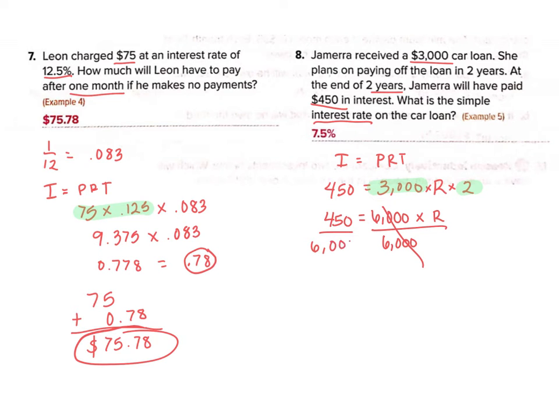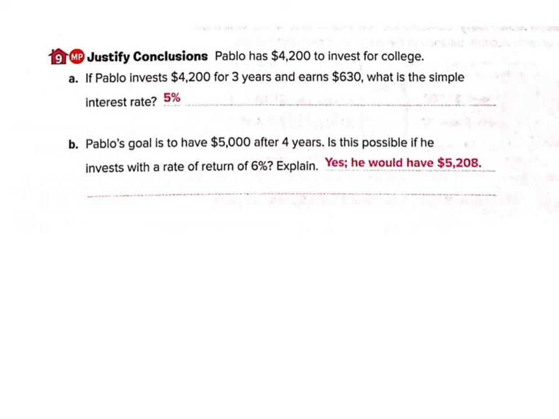450 divided by 6,000. Right off the bat, I can cancel out my zeros, so now I just have 45 over 600. And if you divide that out, you will get 0.075 was the rate, but when we write that as a percent, we move the decimal point over 2 places, and we get 7.5% as my answer. All right, number 9.